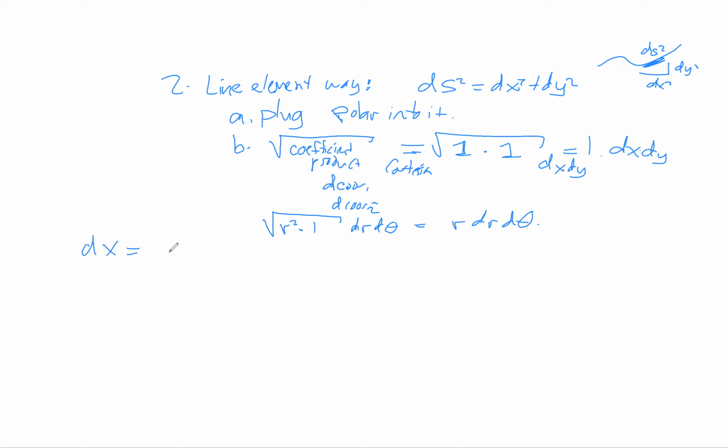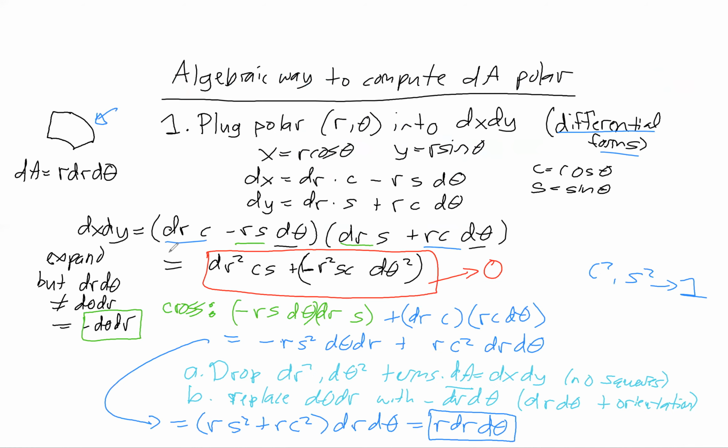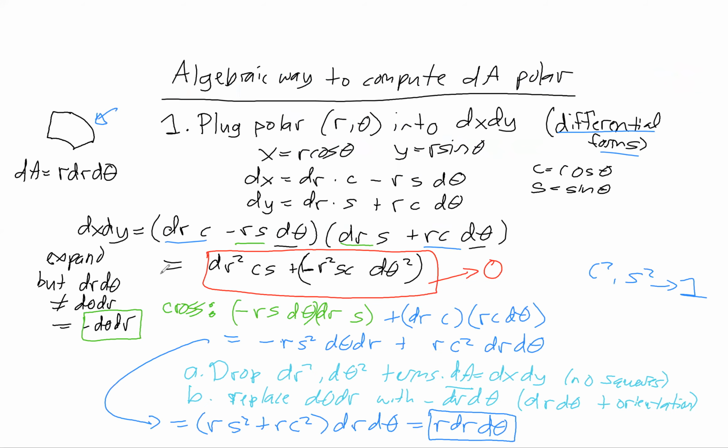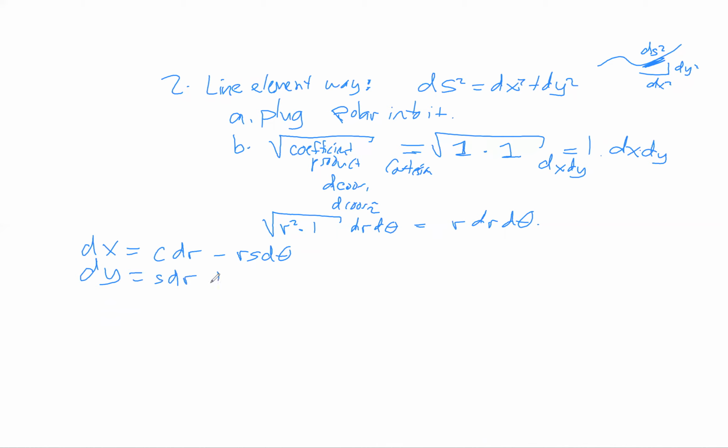So if you take dx, we know from before it is c dr minus rs d theta, and dy is s dr plus rc d theta. So now, if we plug it in, we end up getting (c dr minus rs d theta) squared plus (s dr plus rc d theta) squared. So the key thing is the cross terms will cancel.